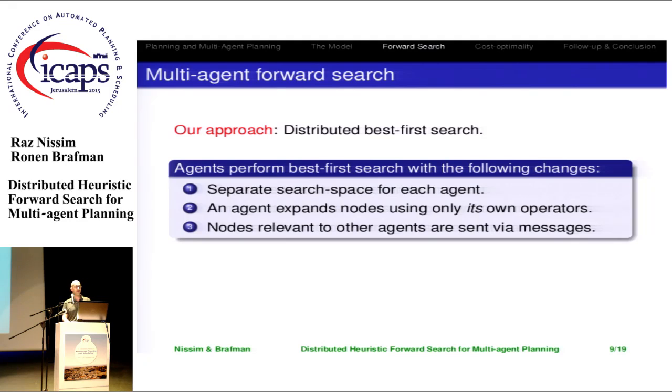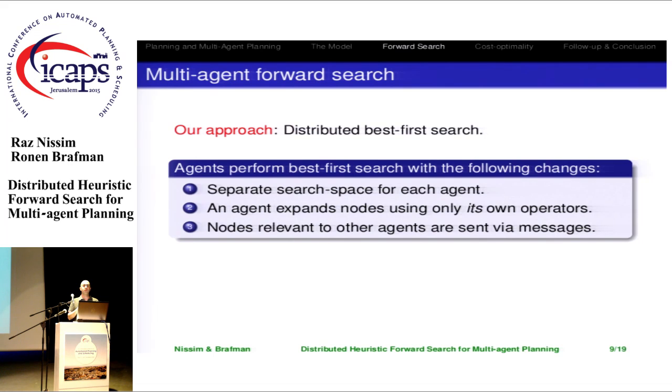schema for this solution. Now, to take it to a distributed version, we make some minor changes. First, we don't hold a single search space. We separate the search space, one for each agent.